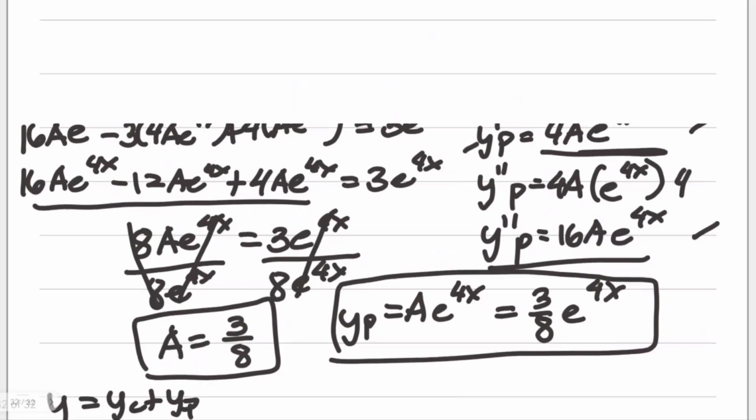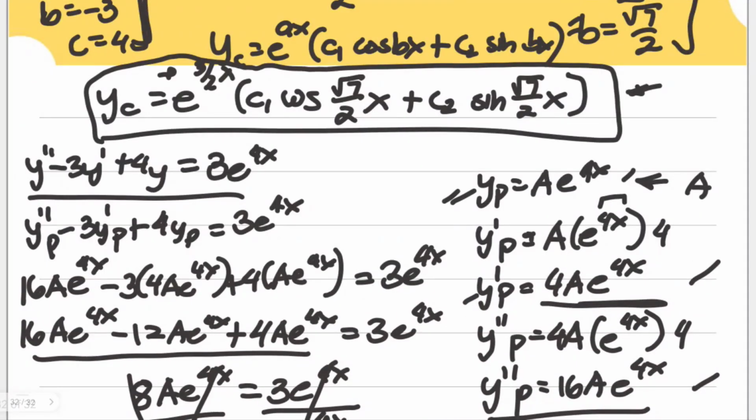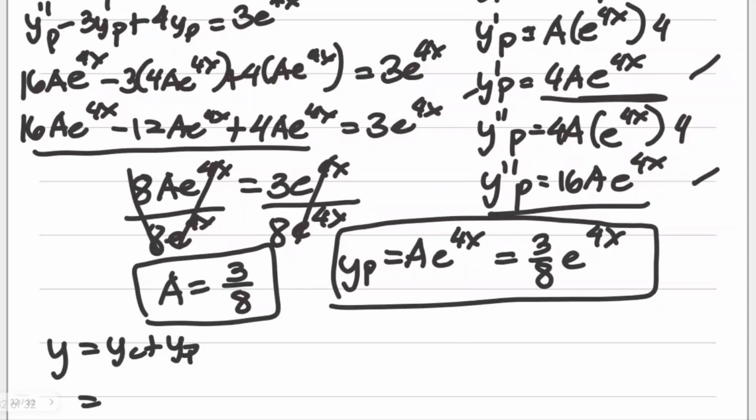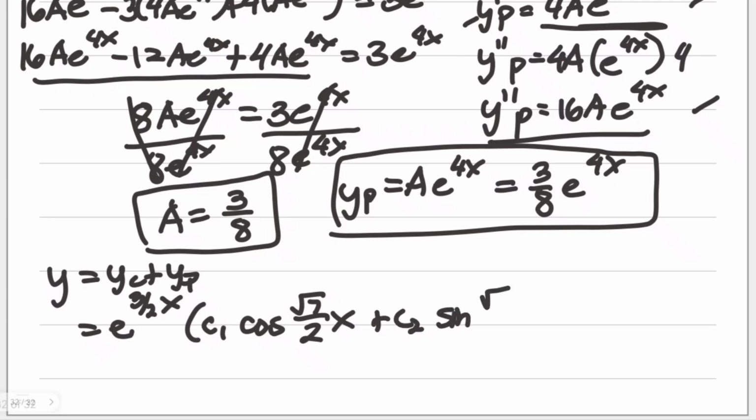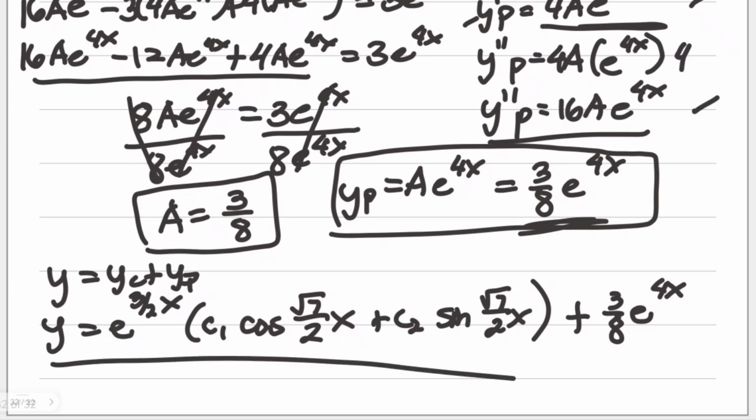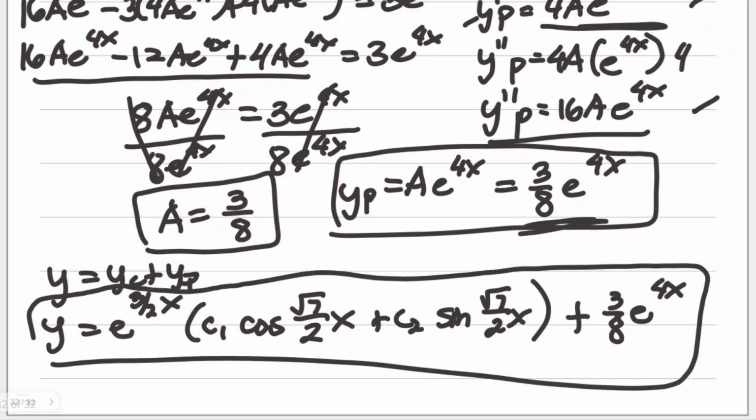So your y sub c is, we have 3 halves x, and your b is square root of 7 over 2. So you have e to the power of 3 halves x times c sub 1 cosine of square root of 7 over 2 x plus c sub 2 sine of square root of 7 over 2 x. That's just your y sub c. Then plus your y sub p, which is 3/8 e to the power of 4x. This is your entire solution, combining the complementary and particular solution of the given equation.